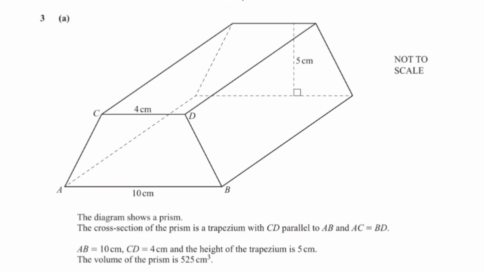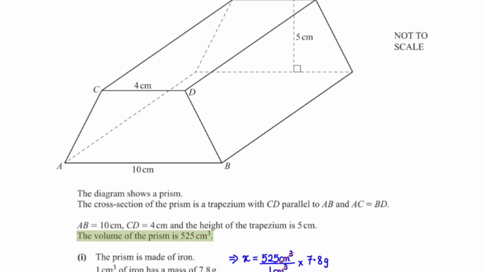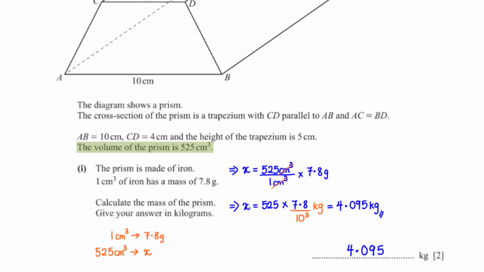The diagram shows a prism. The cross-section of the prism is a trapezium with CD parallel to AB and AC equals BD. AB is 10 centimeters. CD is 4 centimeters and the height of the trapezium is 5 centimeters. The volume of the prism is 525 cm cubed. The prism is made of iron. 1 centimeter cubed of iron has a mass of 7.8 grams. Calculate the mass of the prism. Give your answer in kilograms.